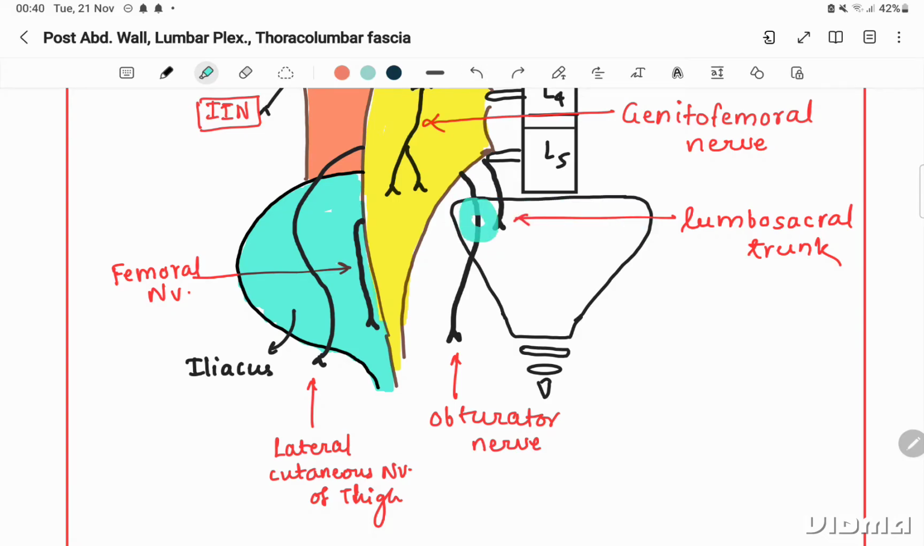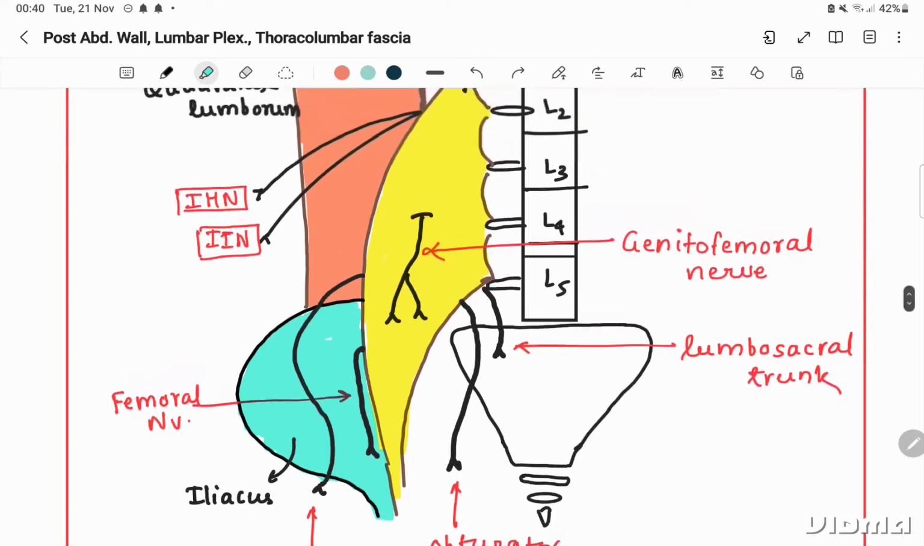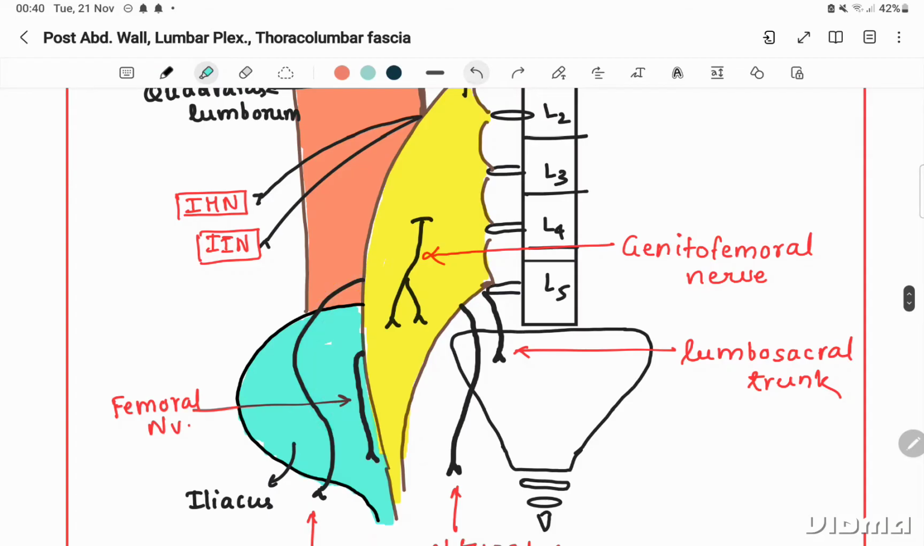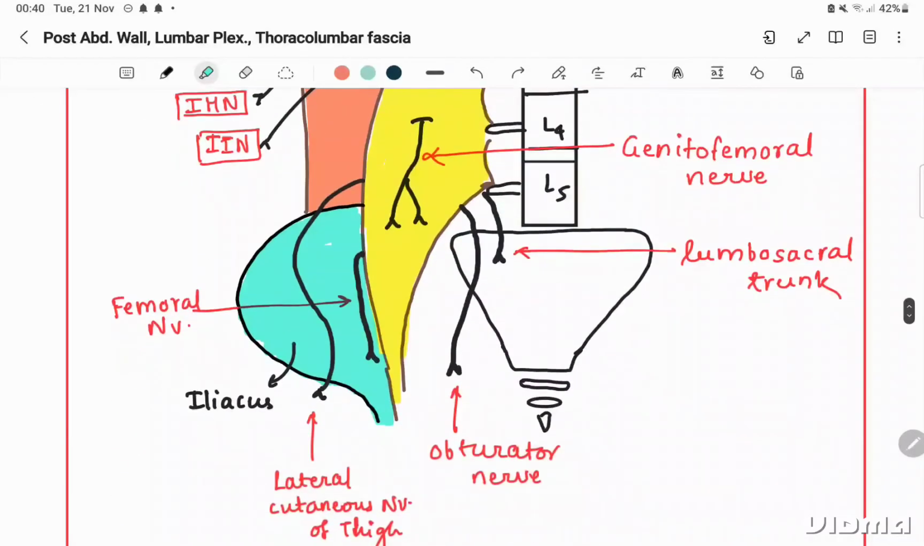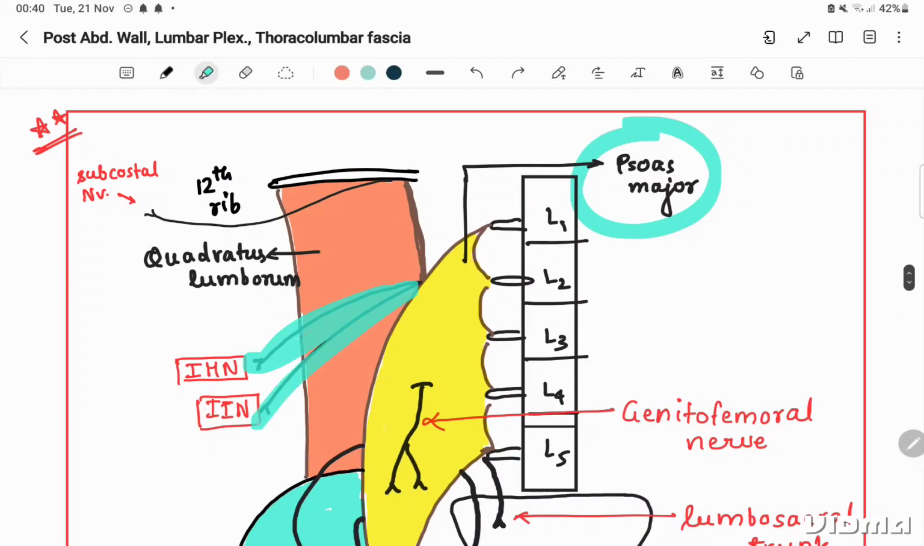This is the ala of the sacrum, this part and this part. Okay, so it will be passing in front of the ala, and the femoral nerve like this, femoral nerve, and it will go down. And the lateral cutaneous nerve of thigh, this is the lateral cutaneous nerve of thigh, which will come in front of your quadratus lumborum and your iliacus muscle, and this IHN and IIN, your iliohypogastric nerve and your ilioinguinal nerve will come out from this point.